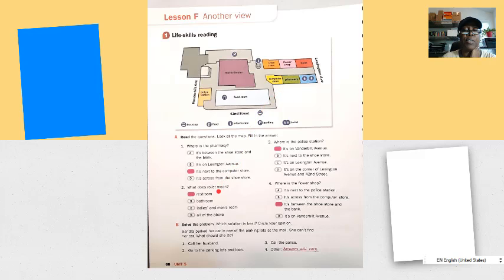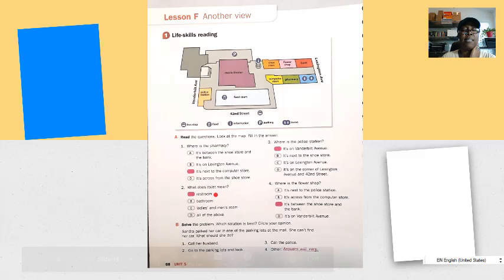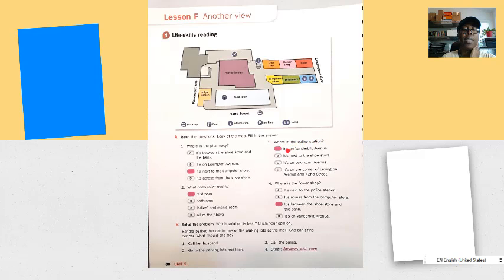Number 2, exercise 2. What does toilet mean? And you see here, they check restroom. It can also mean bathroom, but restroom in this case is the best answer. Where is the police station? It's on Vanderbilt Avenue. That's where the police station is.